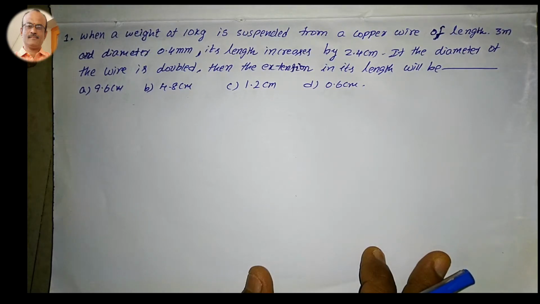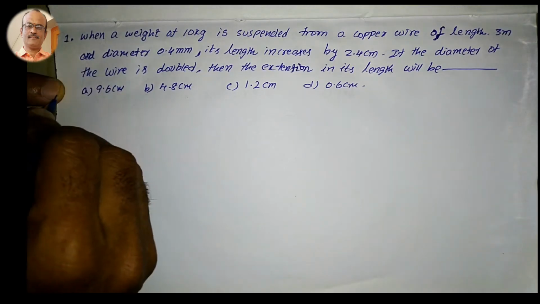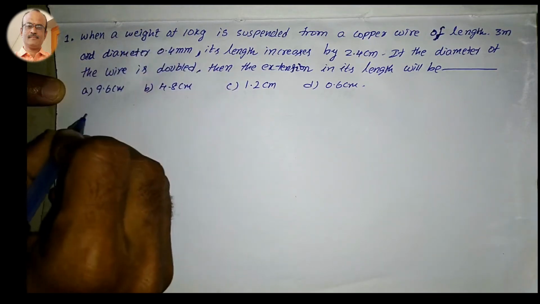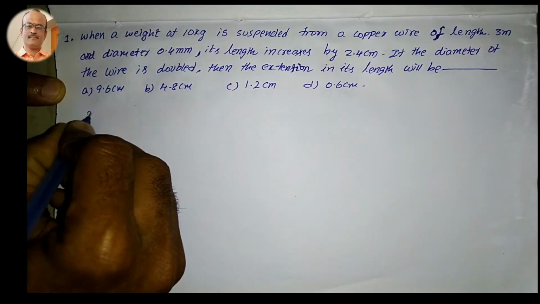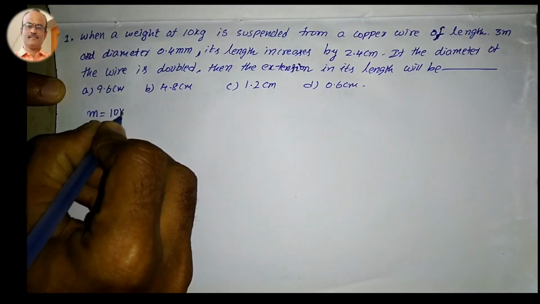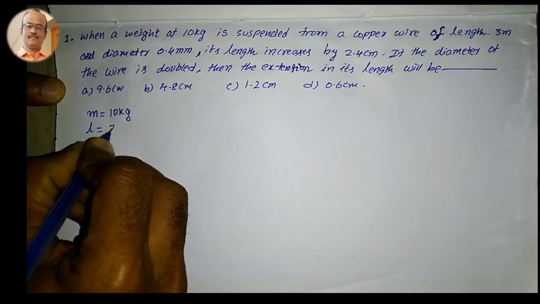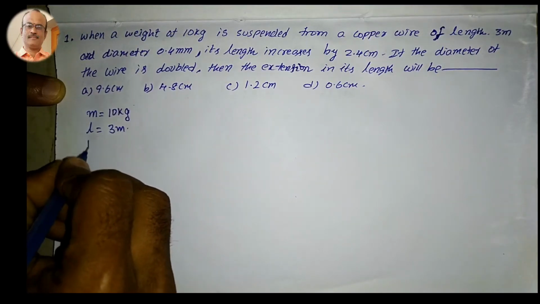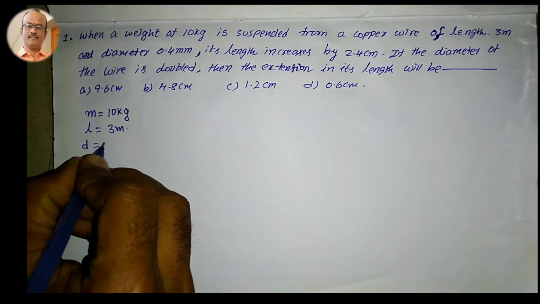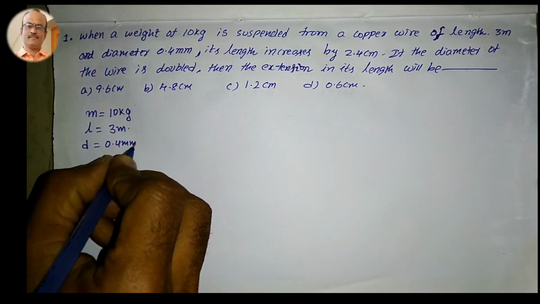So in this question, what is given? When a weight of 10 kg is suspended from a copper wire of length 3 meters, diameter 0.4 millimeters, its length increases by 2.4 centimeters. If the diameter of the wire is doubled... Here the mass is given, 10 kg. So that means M is equal to 10 kilograms, the length of the wire is 3 meters, and the diameter is given, that is 0.4 millimeters.